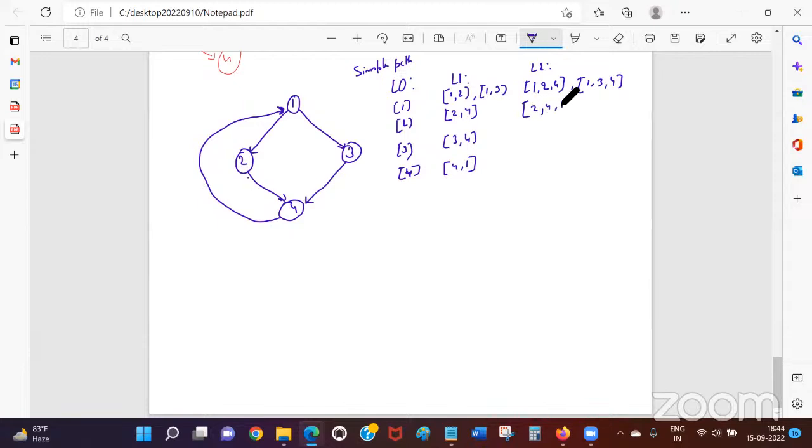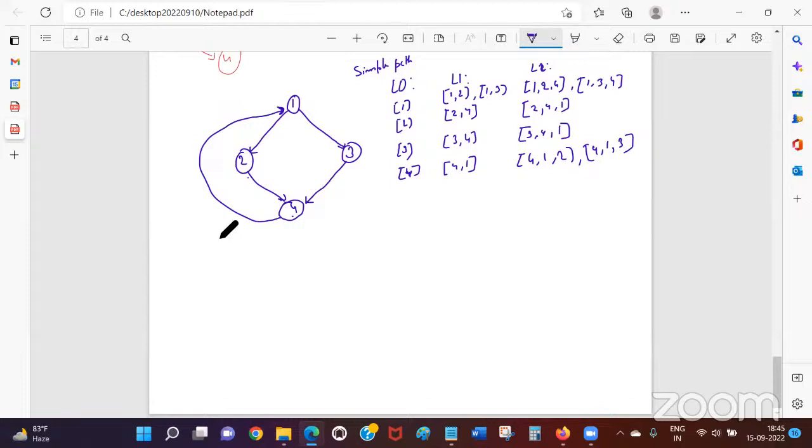I can have 2 4 1, right? 2 4 1, length 2. Can I have more with 2 4? No. With 3 4, can I have anything? With 3 4, I can have 3 4 1, right? With 4, can I have anything? With 4, I'll consider 4 1 2. I can also consider 4 1 3.